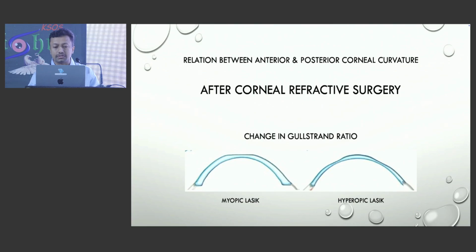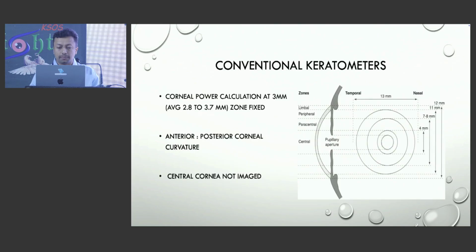After corneal refractive surgery, the main issue is the relation between the anterior and posterior corneal curvature. That is the Gulf-Strands ratio. The normal is around 0.9 to 0.93. Whereas in myopes, the center area is flattened and the periphery is thicker, and in hyperopes, the center is thicker and the periphery is flattened. So this ratio is altered after refractive surgery.